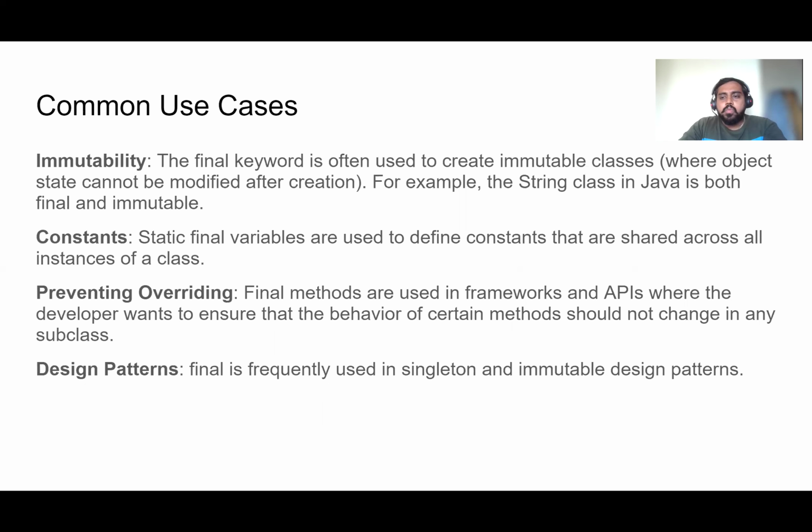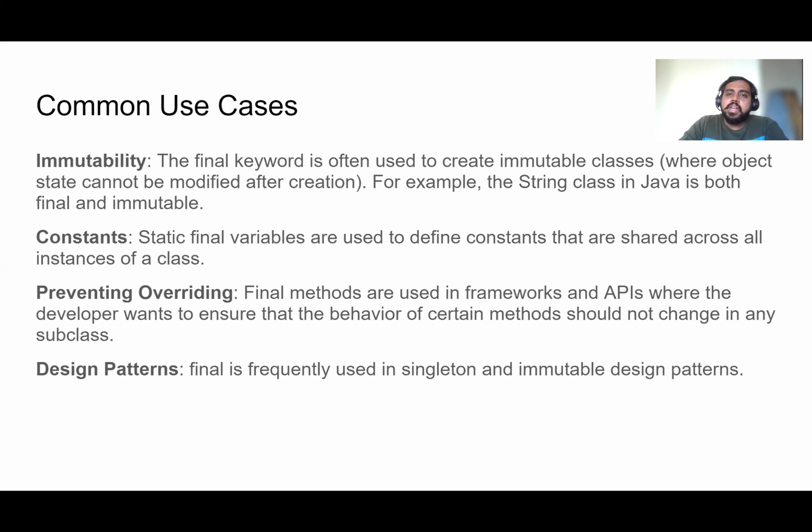So what are the use cases for the final keyword? Immutability. The final keyword is often used to create immutable classes, where an object can't be modified after creation. For example, the String class in Java is immutable because of this final keyword. It means once a Java object gets created, we cannot change it. I'll talk about that in a more advanced concept. When I come to collections, I'll talk about why String is immutable by default and how to convert it back into a mutable one when we require.